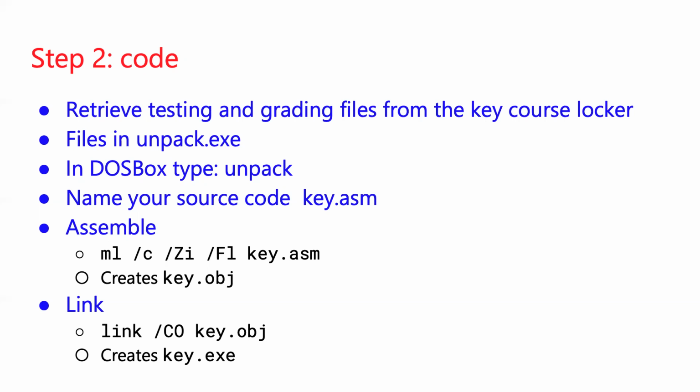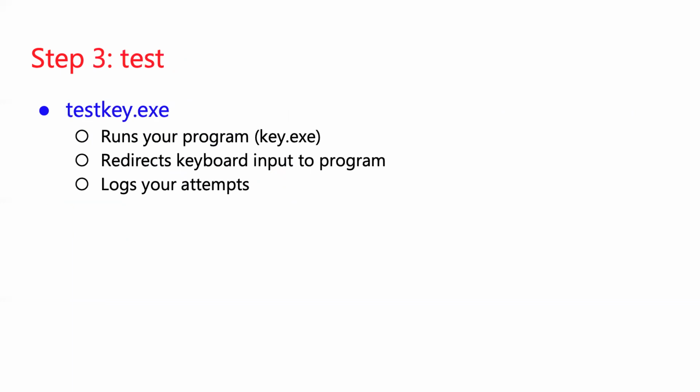And then to get it ready to run, you'll need to run the linker on that, and that'll create an executable called key.exe. Now, when you unpack that archive, you get two programs to help test and grade your program. The test key program runs your program, so it's expecting key.exe is already there, that you already linked to build that. And it'll run your program with input redirected so that it can feed it a sequence of characters it wants. And it will log every time you run it, so you can tell how many times you've had to test your program.